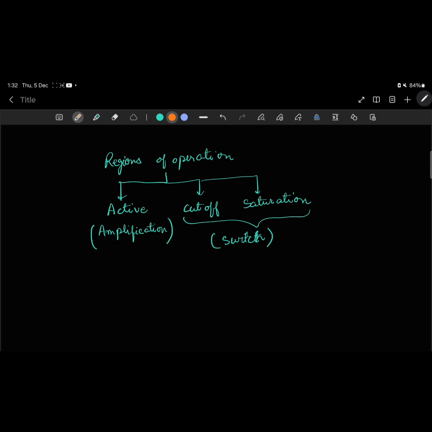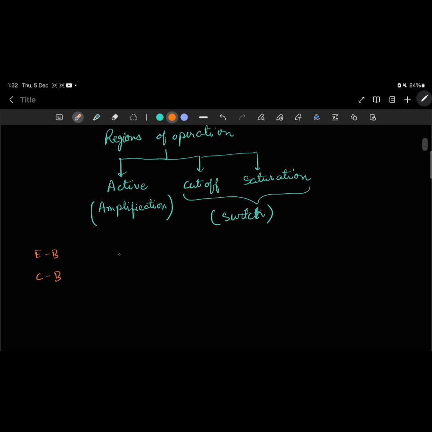As discussed earlier, there are two PN junctions in the BJT: the emitter base junction and the collector base junction. In the active region, the emitter base junction is forward biased and the collector base junction is reverse biased. In the cutoff region, both the junctions are reverse biased. In the saturation region, both the junctions are forward biased. These statements are true for both the NPN and PNP transistors.